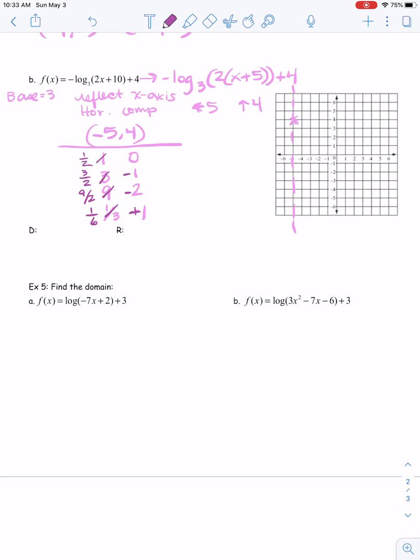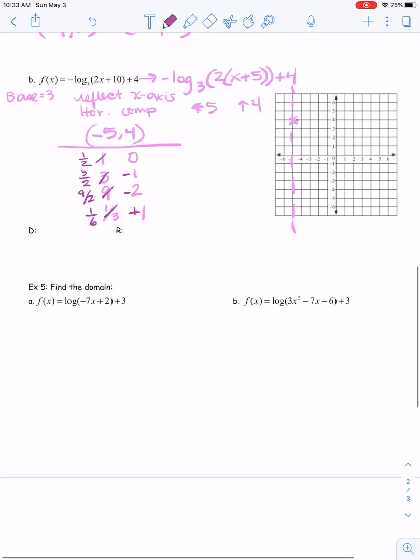-5, 4, I can go right 1/2 up 0. I can go right 3 over 2, which is 1.5, and go down 1. I can go right 9 over 2, which is 4.5. So 1, 2, 3, 4.5. Down 2, 1, 2. And I could go right a sixth up 1, which would be really tiny. And so now I see this shape of the graph because it's been reflected and because it's been horizontally compressed.